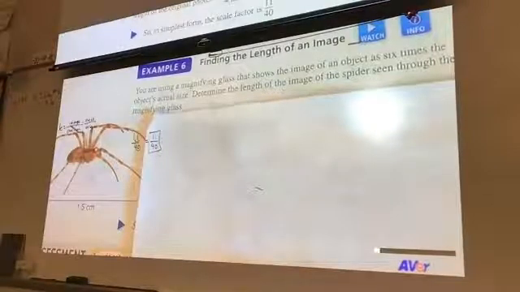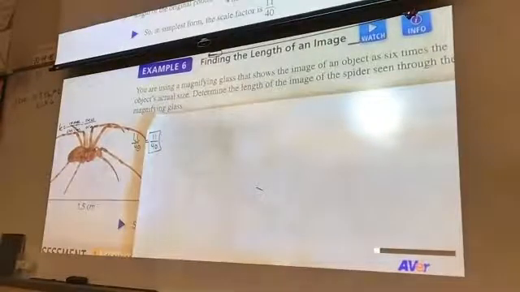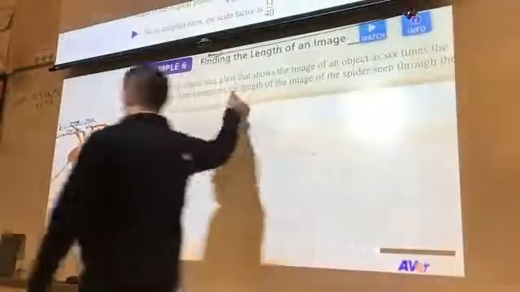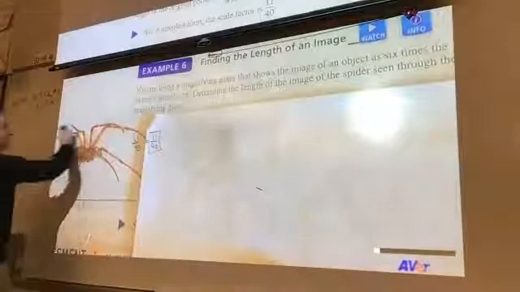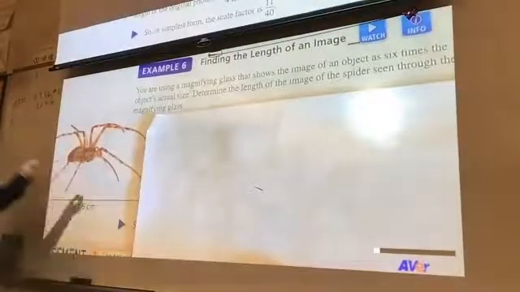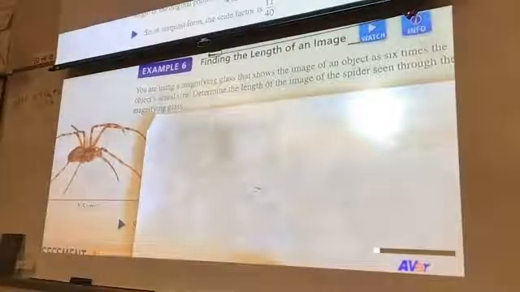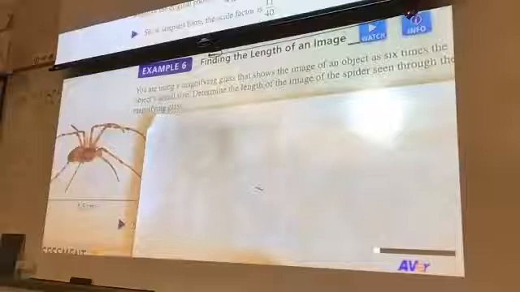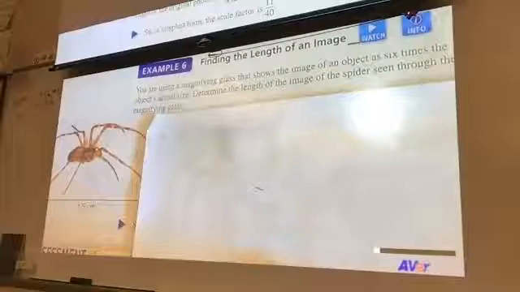All right, so here's the situation that we have. All right, we're using a magnifying glass to look at this giant spider. It says you're using a magnifying glass that shows the image of an object as 6 times the object's actual size. Determine the length of the image of the spider seen through the magnifying glass.